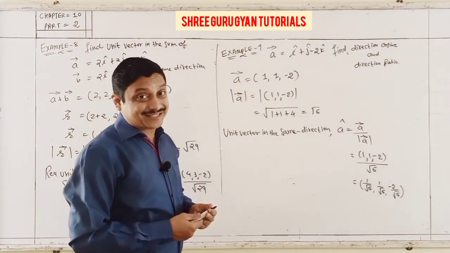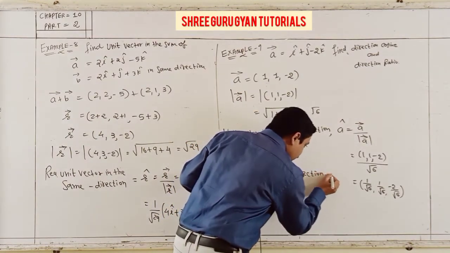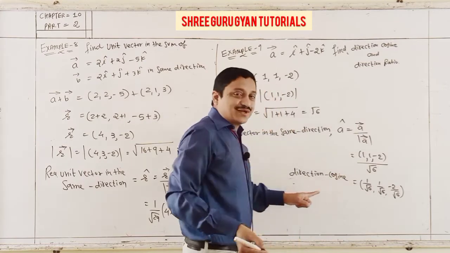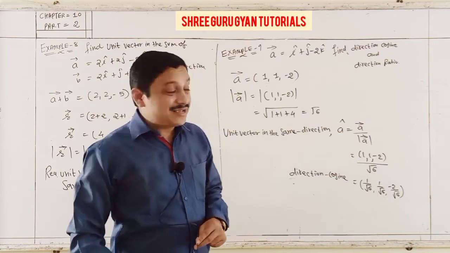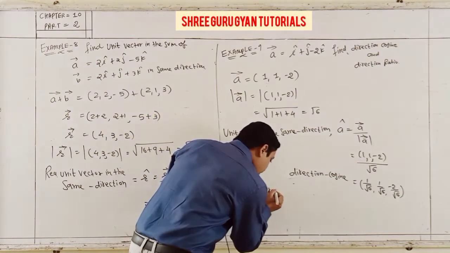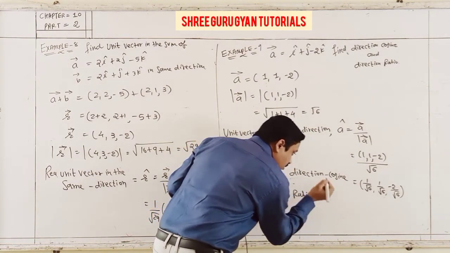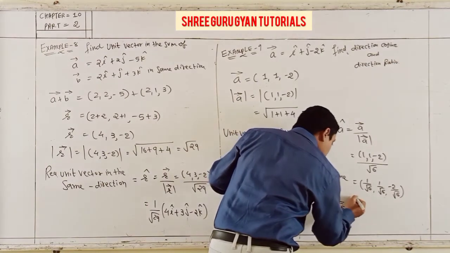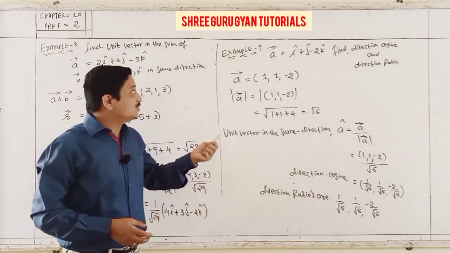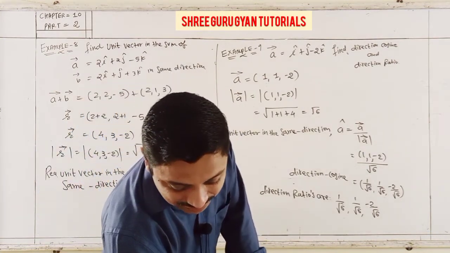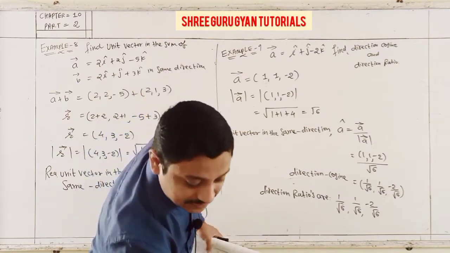These are our direction cosines. It means, students, the first value is cos alpha, the second value is cos beta, and the third value is cos gamma. And the direction ratios are 1, 1 and -2. Here, students, your example 9 is also done. Now continue. Example number 10.